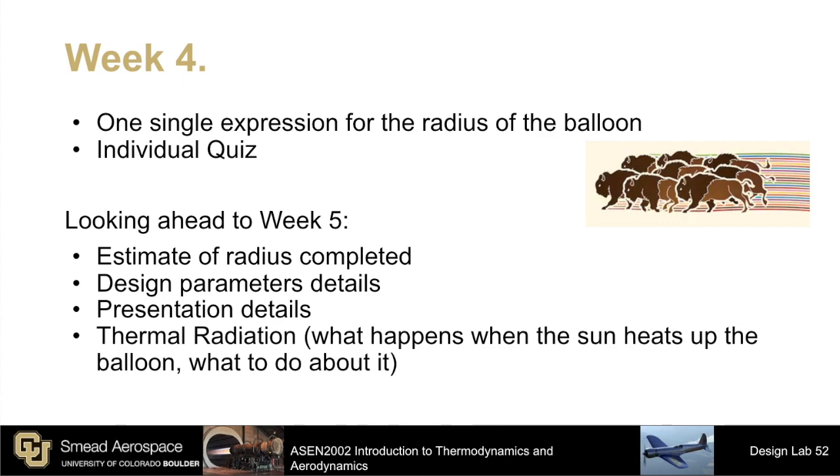If your group has determined a good estimate for the balloon radius without the effects of solar radiation, you can begin to think about how you would determine how much ballast or venting you would need if the balloon increased or decreased in altitude. But I strongly recommend that you don't look into these issues until you have a good estimate of the initial volume of the balloon.